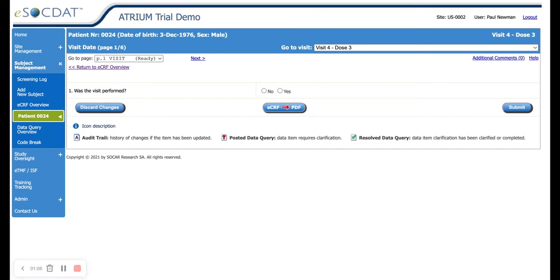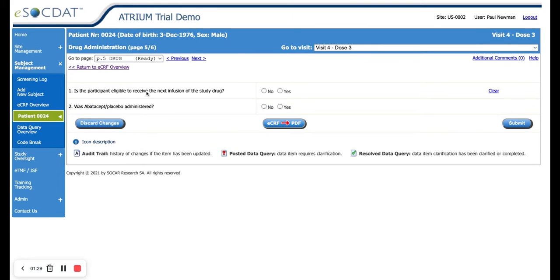Prior to the dose 3 study drug administration, you will have confirmed with your study team, including your research pharmacy team, that the participant is due for the third dose on X date, and you will confirm the eligibility with your site PI. In eSOCDAT, you'll need to go to page 5 within the Visit 4 forms and confirm question number 1 if the participant is eligible to receive the next infusion. This question must be answered prior to the third dose of study drug being administered.